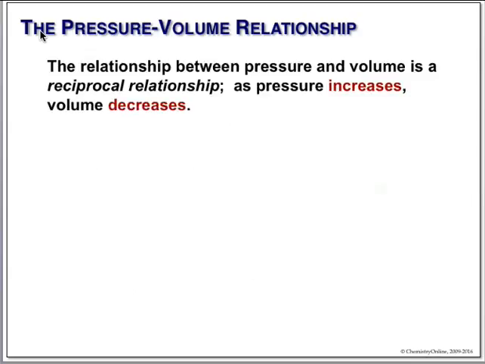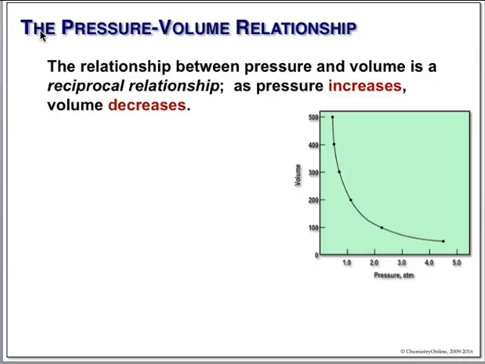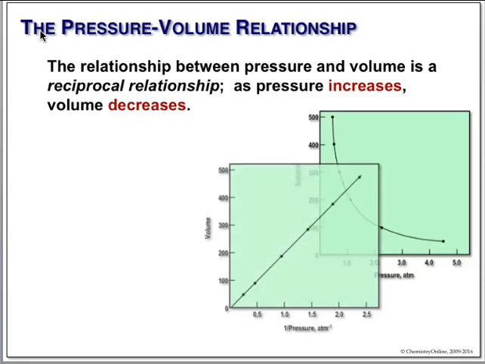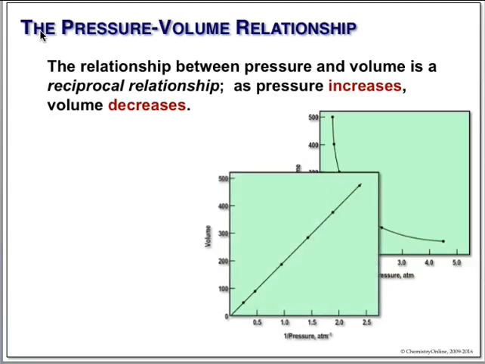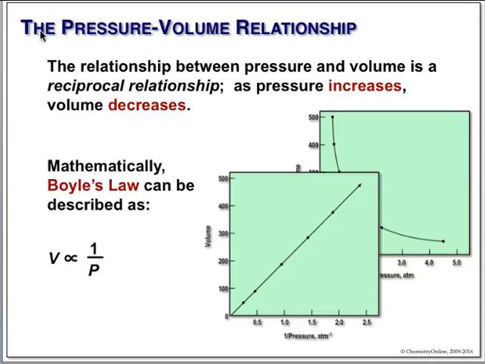Mathematically, this is what's referred to as a hyperbola. And if you remember your math, if you're given a hyperbola and you're asked to linearize it, what you do is a simple reciprocal plot. So here I've plotted 1 over pressure against volume, and it's nice and linear. Things that are in a straight line are good, because you can do calculations with them. What this straight line tells us is that volume is proportional to 1 over P.